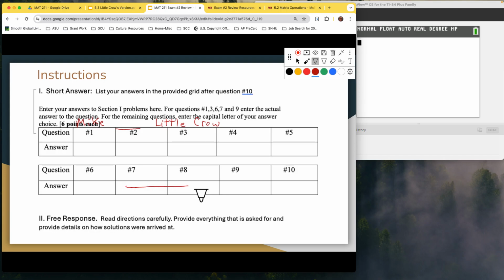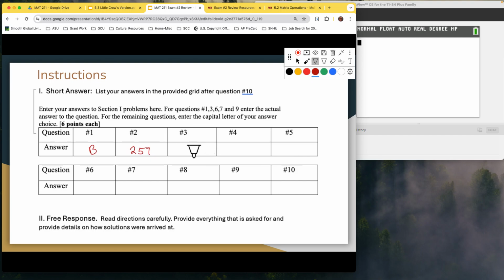Okay, and then clear this out. After question 10, you'll see this little grid. Please do fill it out. So what you'll do is you'll put your answers in here. If there is a letter answer, you'll put your letter. Oh, I chose B.